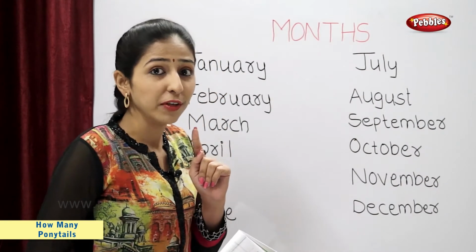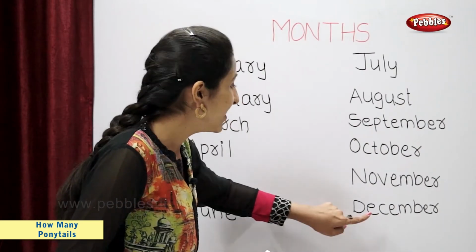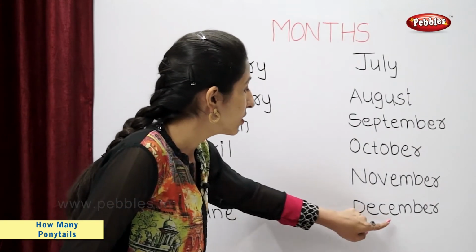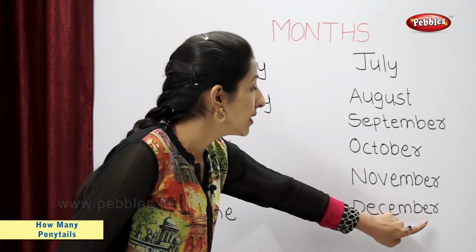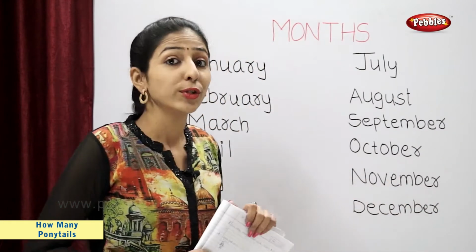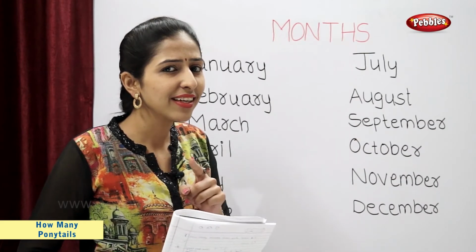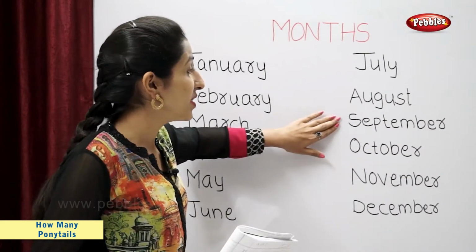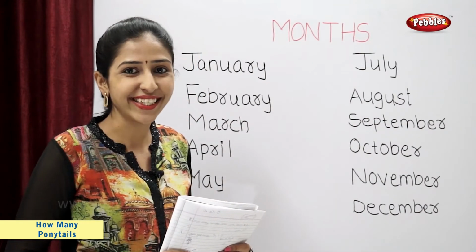Let's count for one more month. December. 1, 2, 3, 4, 5, 6, 7 and 8. So tell me, students, which is that month? Correct. That is month September, having the maximum number of characters.